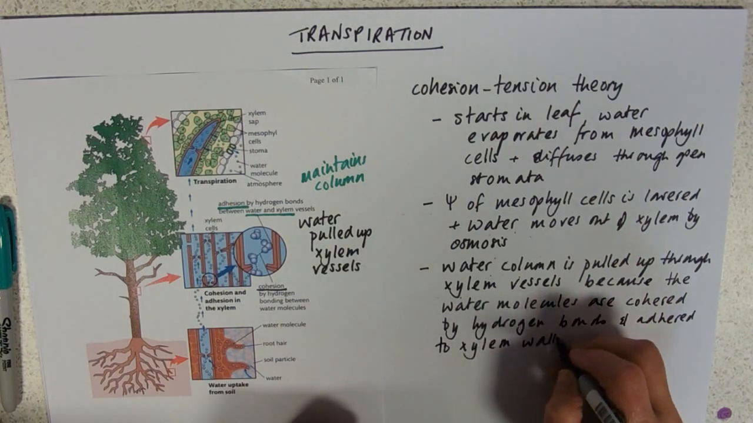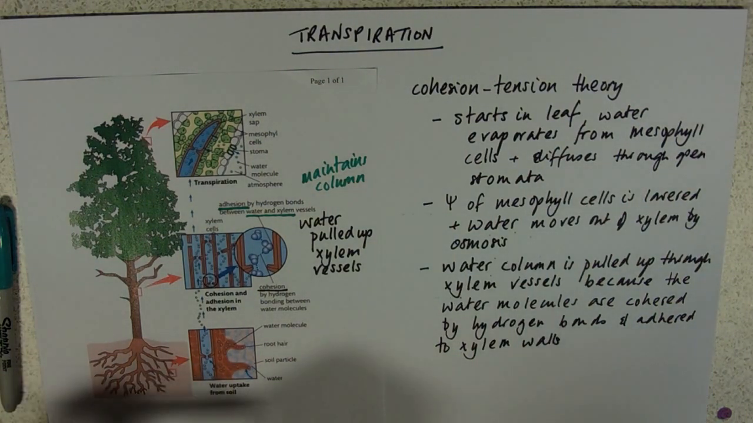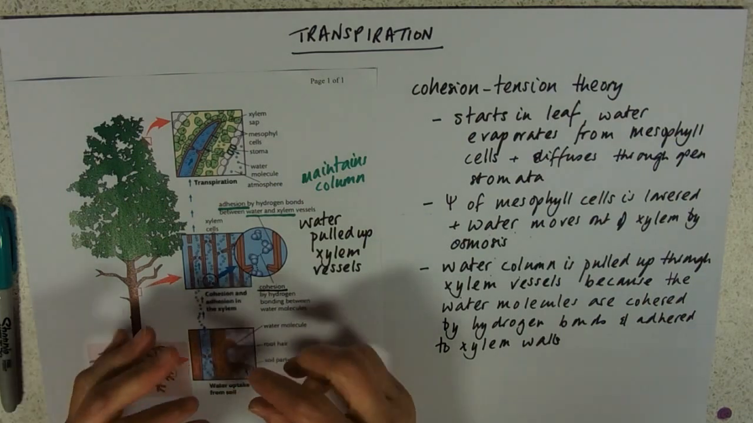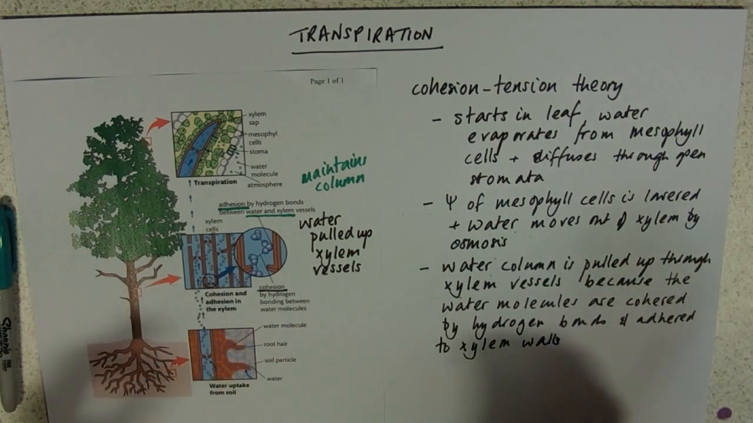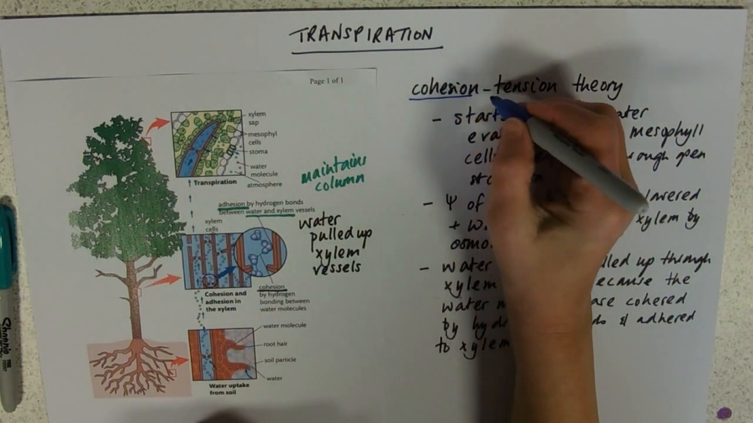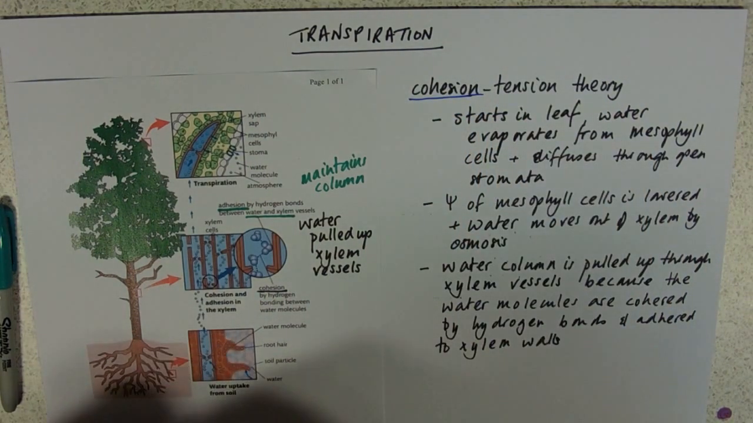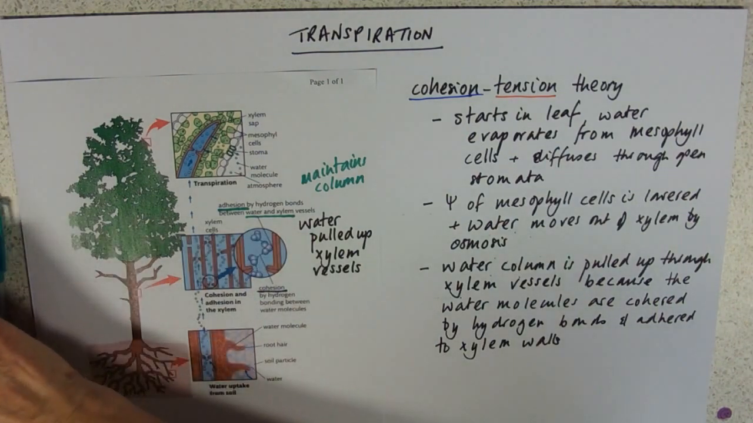Now this is a pulling force, and it's a bit like having an elastic band, obviously just when you want one, not got one handy. So as you're pulling from the top, that column is going to stretch and get thinner, and we say that it's under tension. So this is where the tension comes in. Cohesion refers to the water molecules. Tension refers to the fact that the water column stretches.